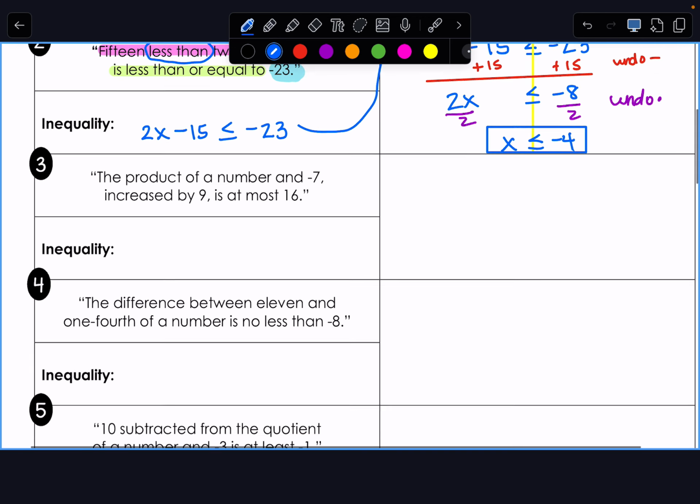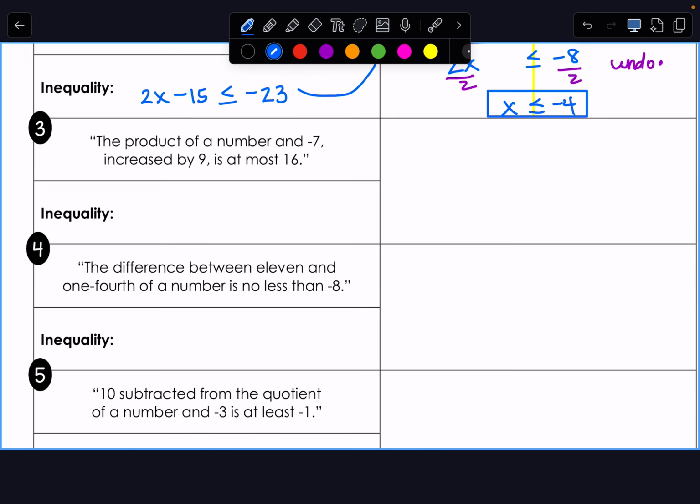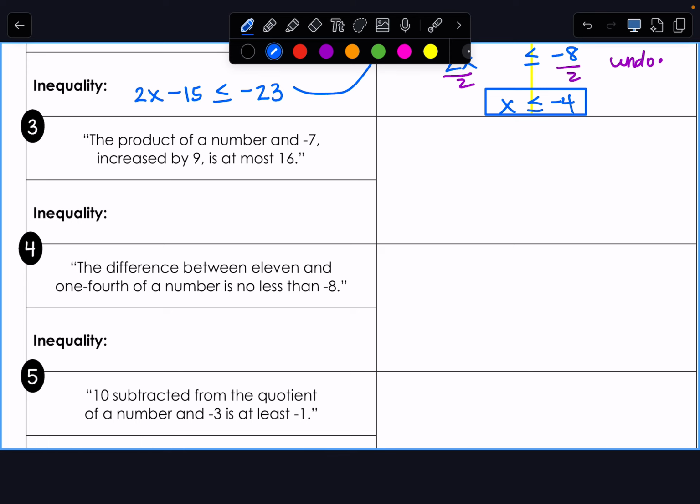All right, now, in number 3, I'm going to chunk it out again. The product of a number and negative 7 increased by 9 is at most 16. Okay, is at most 16.